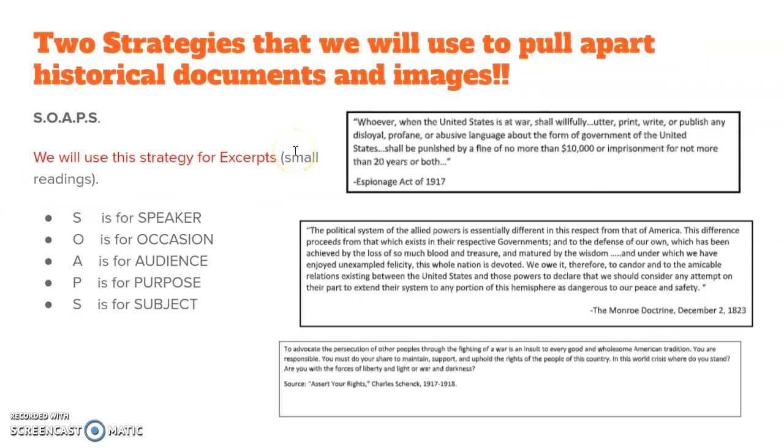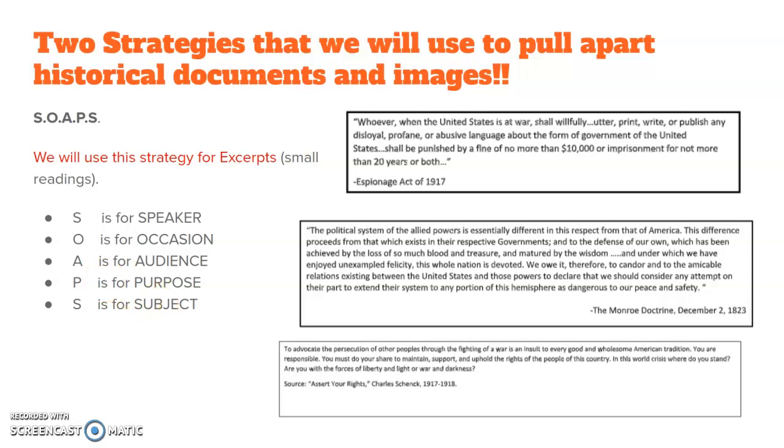Now, two strategies that we're going to use to pull apart the documents and images from these eras. One of them is called SOAPS, and the other one is called OPTIC, and we'll get to OPTIC in just a second. But we're going to actually break each excerpt or short reading down by just writing this out. SOAPS. S is for speaker, O is for the occasion, A is for audience, P is for purpose, S is for subject. So there are two S's. As long as you know that one's a speaker and one's a subject, I think we're in good shape there. But it is very important that you understand exactly what SOAPS means and what we use it for.